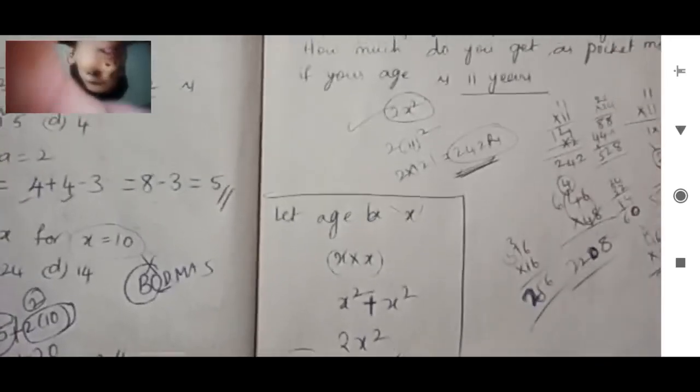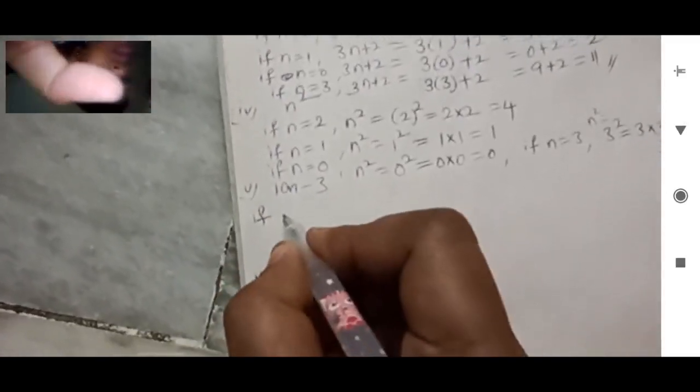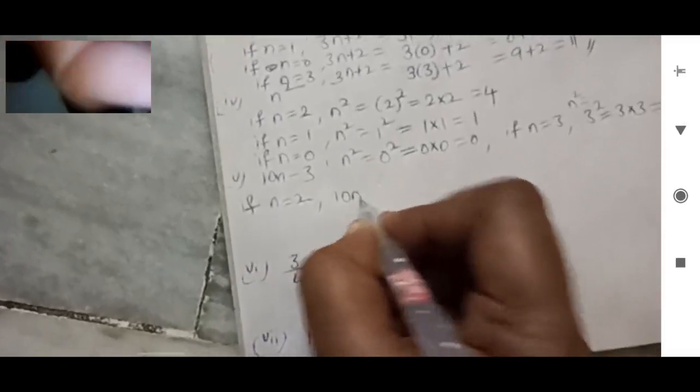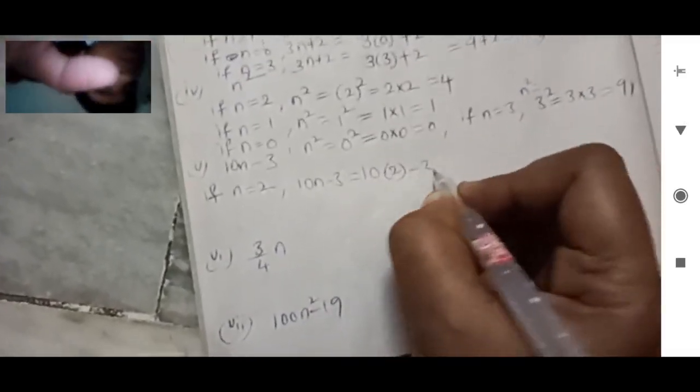So up to here our exercise is finished, and the entire chapter is this only. Yes, and yesterday I have given homework. I think you didn't do it. Now I will do that also. See, n is equals to 2.